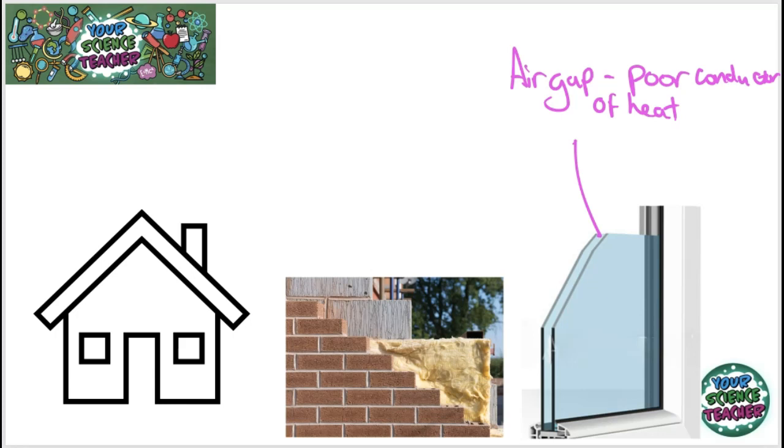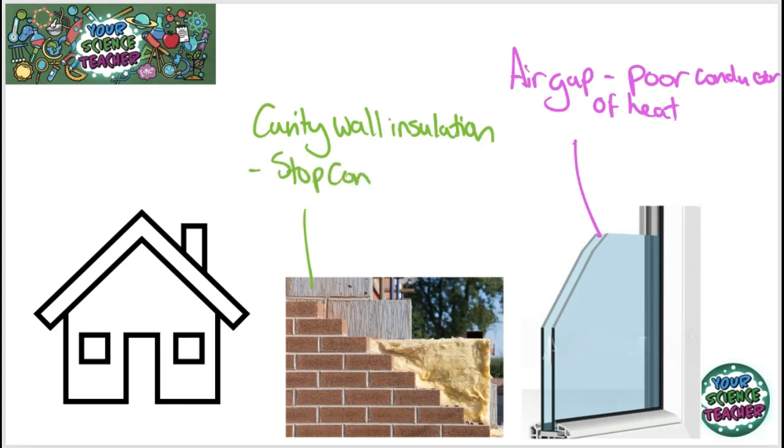As well as double glazing windows, we also have what is called cavity wall insulation. And basically what cavity wall insulation does is it stops convection currents from building between the walls and transferring heat to the outside. As well as this, it's quite a spongy material, like you can see from the image, and this means that it does have air in between, and remember, air is a poor conductor of heat and therefore will also reduce energy transferred.